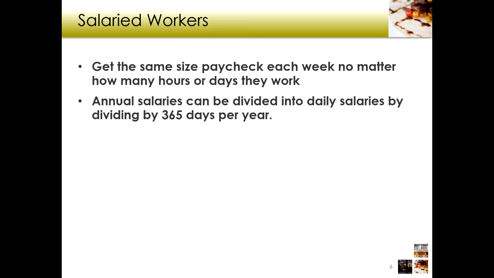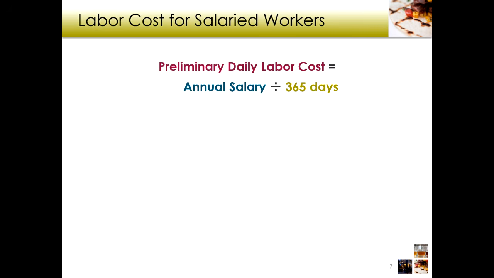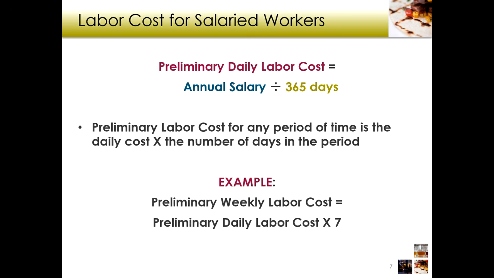So what we want to do is take their salaries, divide by 365 days of the year, and then multiply times 7. That'll give us our cost per week, as you'll see in the following formula that comes up, right, for our preliminary cost. So then we multiply times 7, okay?